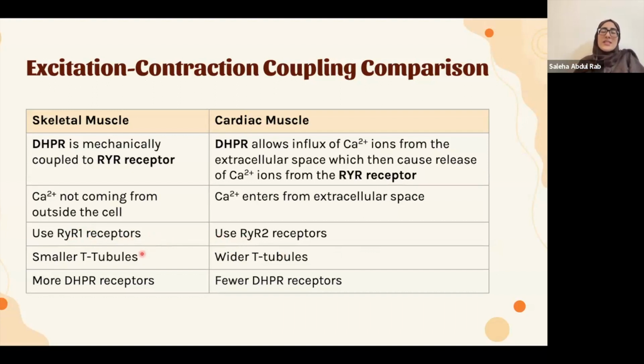In skeletal muscle, the T tubules are a little smaller. This is not really an important difference, but it was mentioned in your lecture, so I decided to include it. And in cardiac muscle, they use wider T tubules. In skeletal muscle, there's also more DHPR receptors. Again, this is not something important, but I just included it. And in cardiac muscle, there's fewer DHPR receptors.